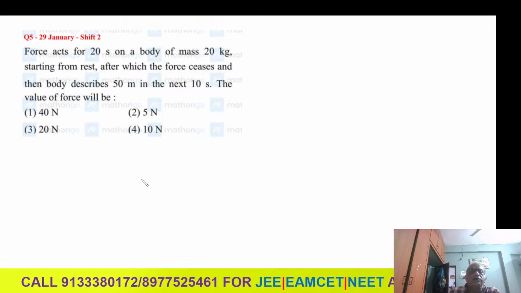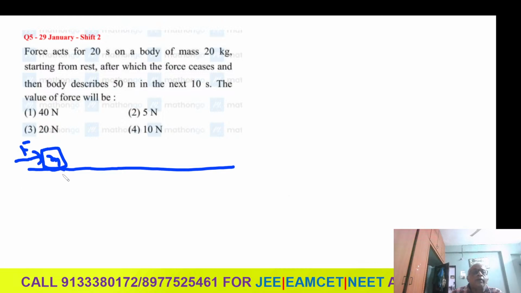So if you start, what is happening? A force acts on a body of mass. I am writing here. The body is lying on a smooth surface. Imagine the force is acting here. How much force is acting? We don't know. On a body of mass 20 kg. This mass is 20 kg. Starting from rest. Starting from rest means u is equal to 0.